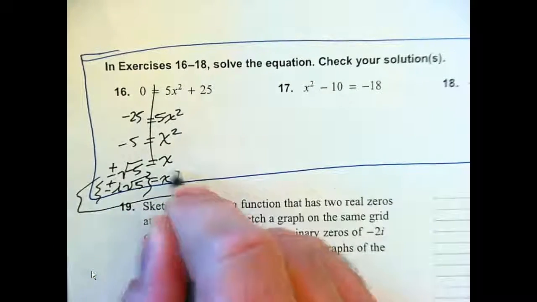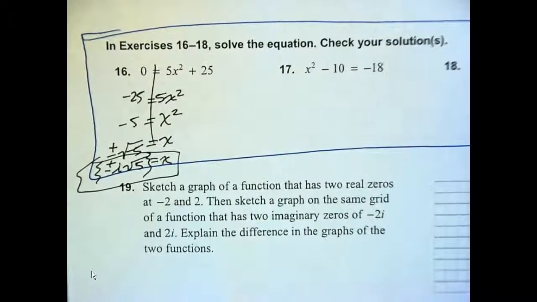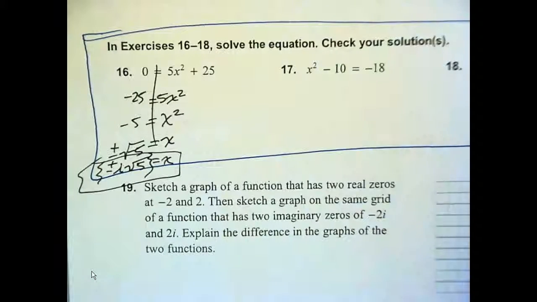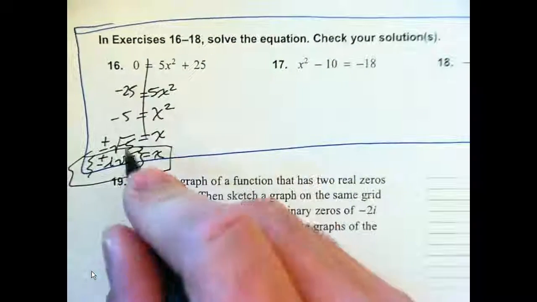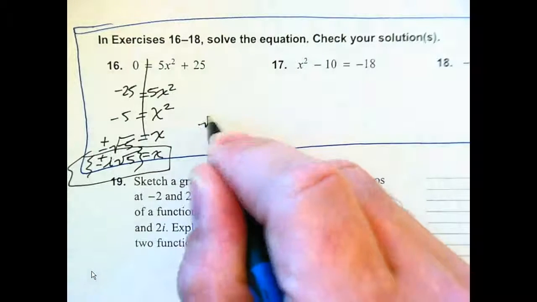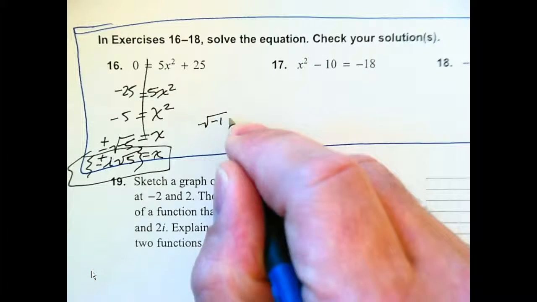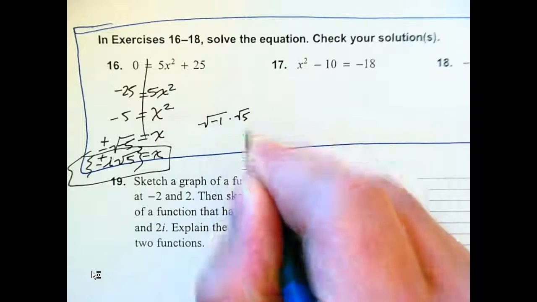Okay, so you tried it. Hopefully you got close or got it. How many got it? How many were like right there? You were so darn close. i is root negative 5. So root negative 5 is negative 1 times root 5. Yep.